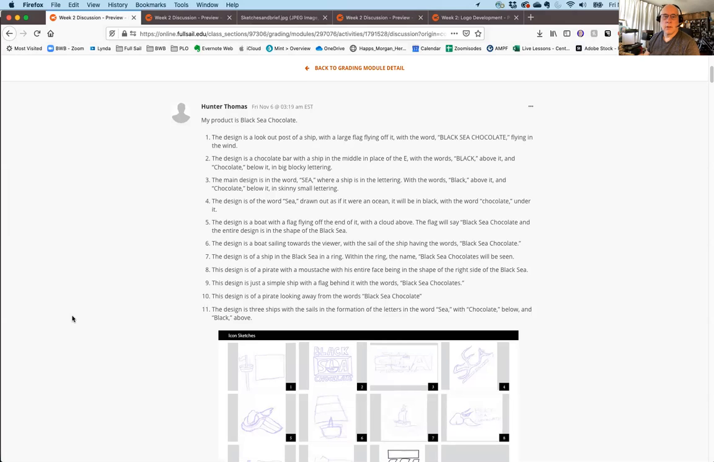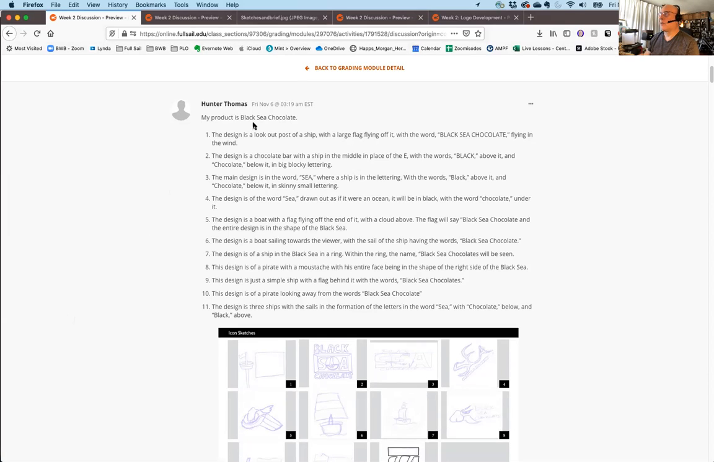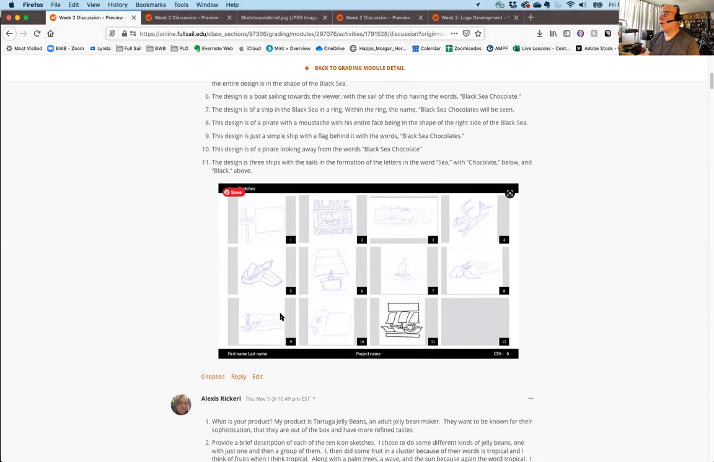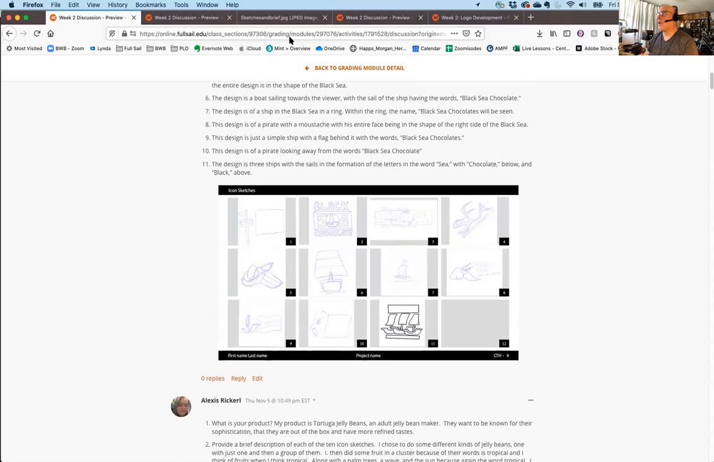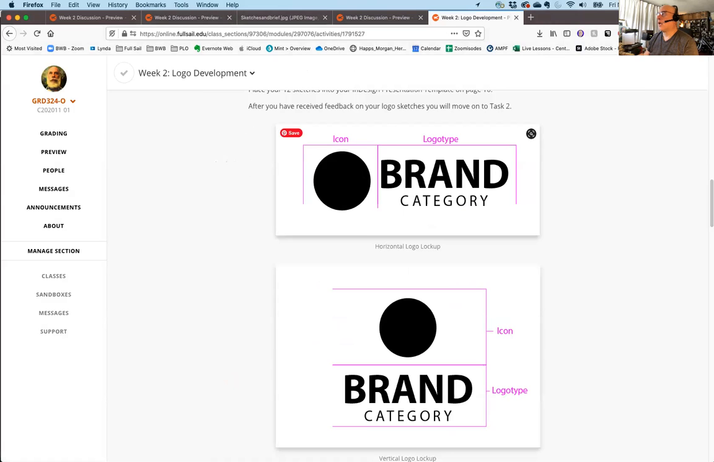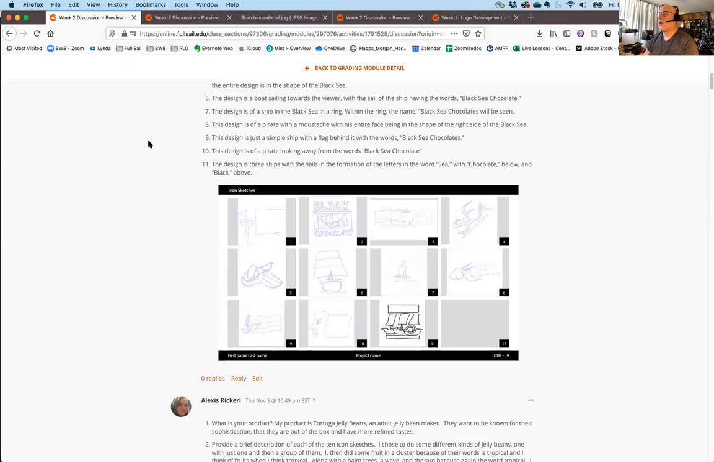So taking a look now at Hunter's Black Sea Chocolate. Hunter, I want to point out that in the assignment, we make a point of saying you're doing a logo icon and then logo type. Don't put the word in the icon or make an icon out of the word. We're not doing word marks. With that being said, you've got 11 of the 12 sketches. This one is not appropriate because it's got the word. So is this one. This one has the word sea, which is just part of the name of the company.